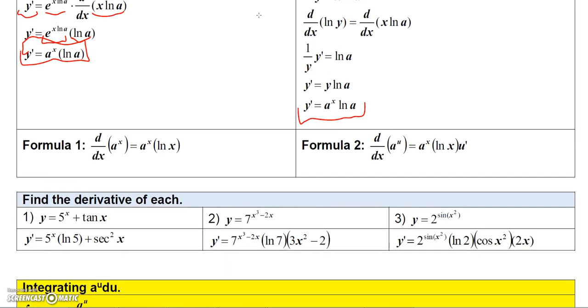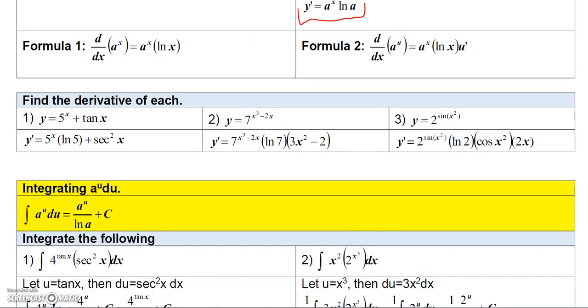So that leads us to these two formulas. The derivative of a to the x, where a is a number other than e, would be a to the x times the natural log of a. So for that formula, if I wanted to take the derivative of 5 to the x, I would just get 5 to the x times the natural log of 5. And of course, the derivative of tangent x is secant squared x.